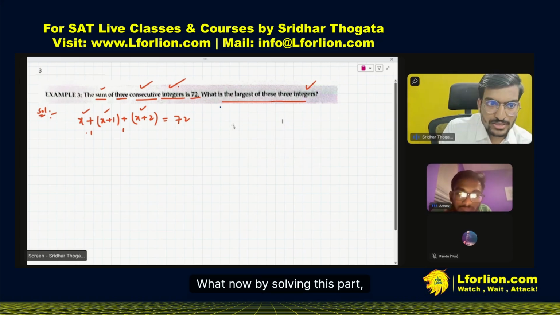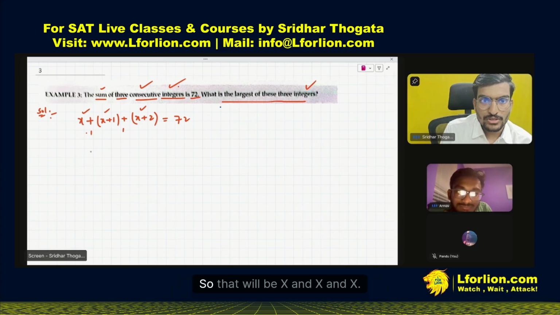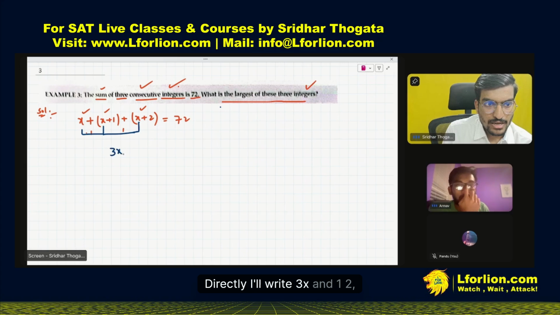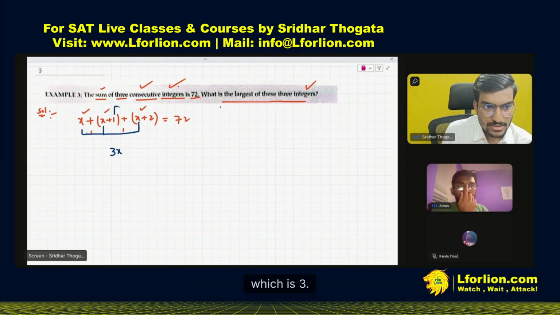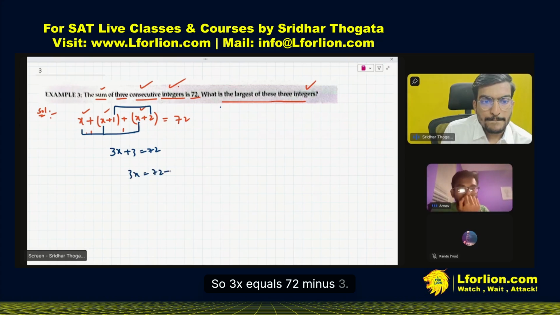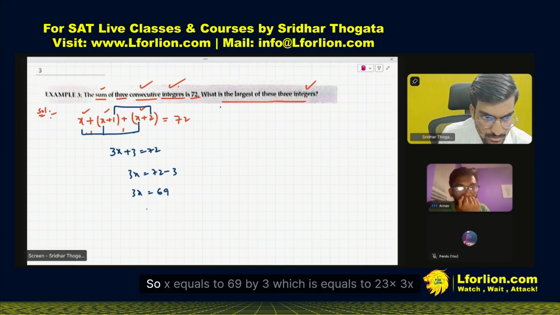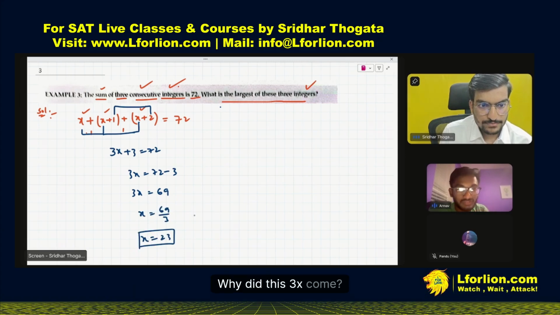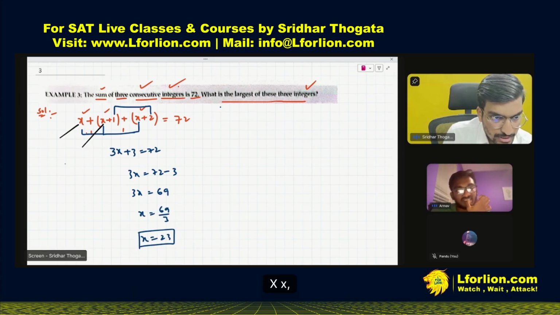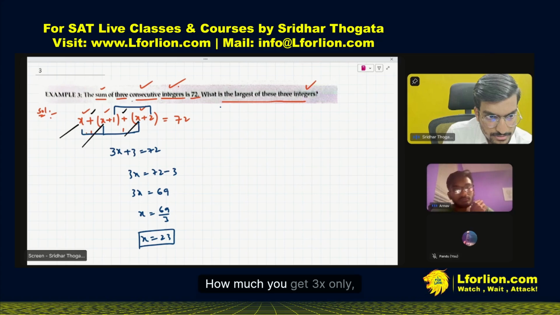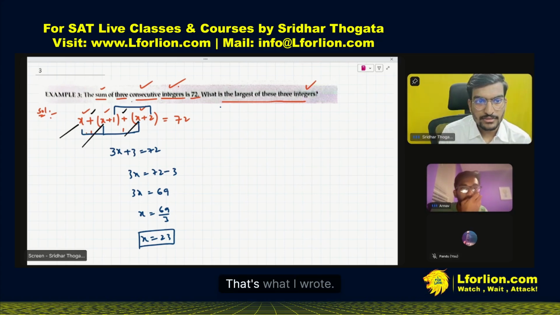Now by solving this you are going to get the value of x. So that will be x and x and x. Directly I'll write 3x, and 1 plus 2 which is 3, that equals 72. So 3x equals 72 minus 3. So 3x equals 69. So x equals 69 by 3, which is 23. Why did this 3x come? x, x, x. Add them. How much do you get? 3x only, right? That's what I wrote.